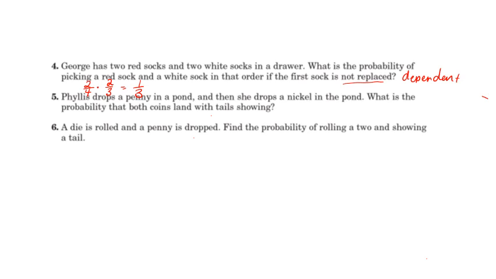So again, my first pull, there's 4 socks in there, 2 of them are red. My second pull, there's 3 socks in there, and 2 of them are white. So if I want to know pulling out a red and then a white, if I'm not replacing it, then it'd be 2/4 times 2/3, which is 1 out of 3.